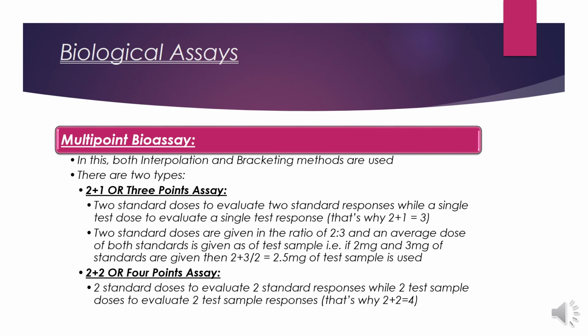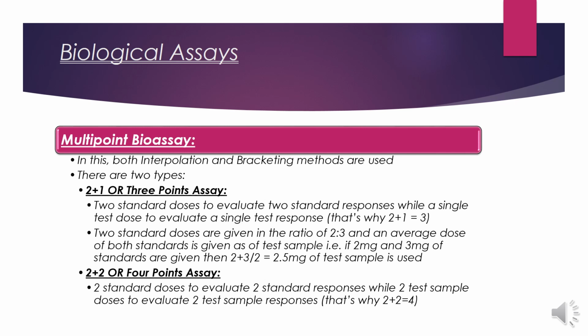So the total becomes 3. We are checking 3 doses and 3 responses, among which 2 are different doses of the standard, whereas one is the test sample dose, and we are checking the test sample response, the unknown. In this, two standard doses are given in a ratio of 2 to 3, and an average dose of both standards is given as the test.